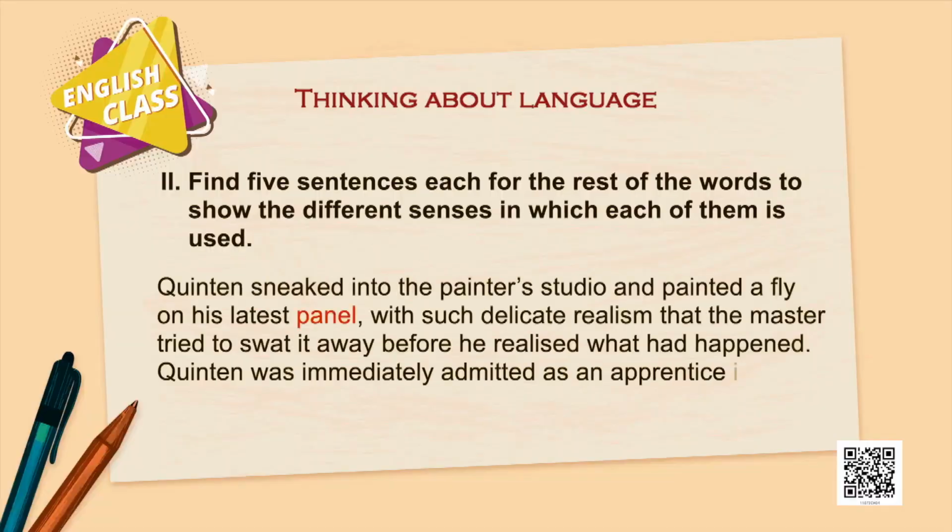You will find all the examples. I have found a few for you. So, Quentin sneaked into the painter's studio and painted a fly on his latest panel with such delicate realism that the master tried to swat it away. Before he realized what had happened, Quentin was immediately admitted as an apprentice into his studio. So, in this particular paragraph, 3 words have been used.